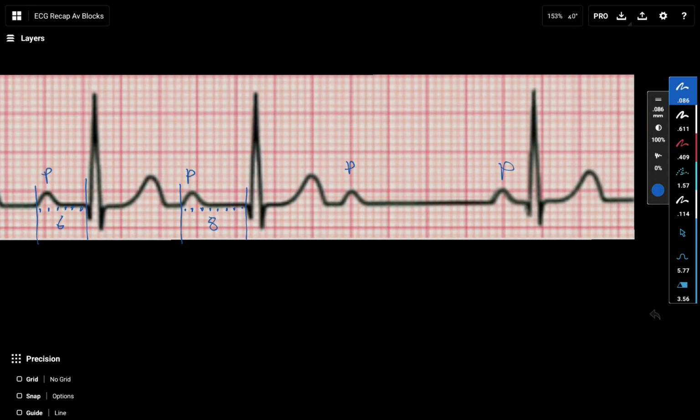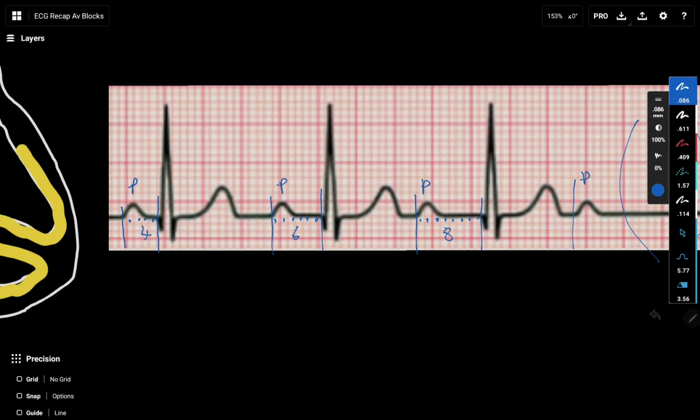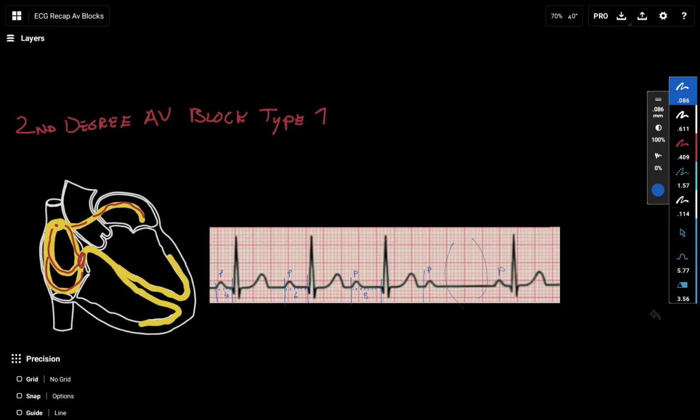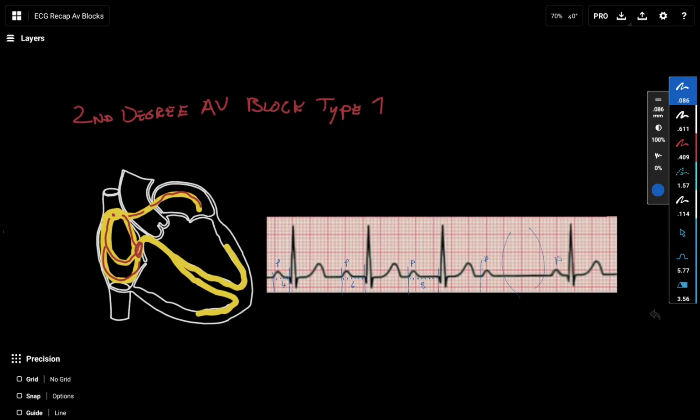And then progressively, there is a whole QRS complex that is missing altogether. So as you can see, there was a prolongation in my PR interval, and then a beat gets dropped altogether. And this is my second degree AV block type 1, or Mobitz 1, or Wenckebach phenomenon.